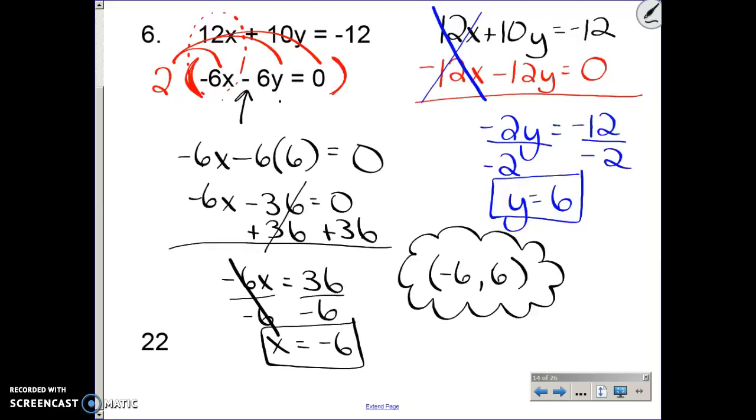Okay, I'm not going to go through that right now for time's sake. I know it's the right answer, but feel free to go back. Negative 6 times negative 6 for x, and plug it in for y. Same thing with the top one. All right, moving on to the last one.